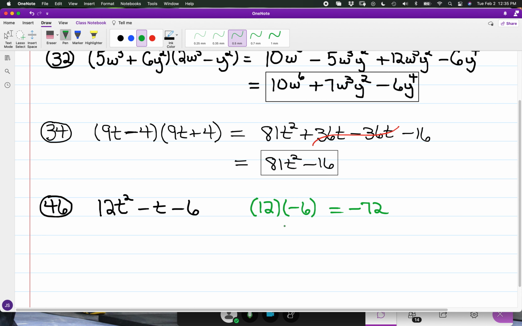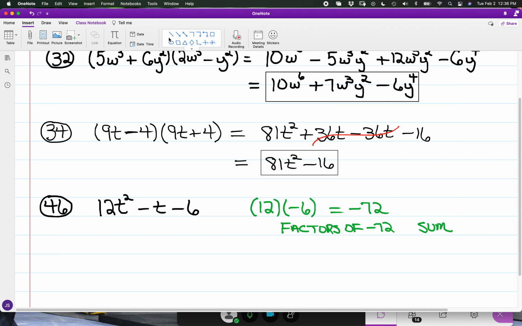for negative t. So we're going to need the factors to be such that there will be more weight given to the negative factor than to the positive. So for factors of negative 72, we're looking at the sum to be negative 1.